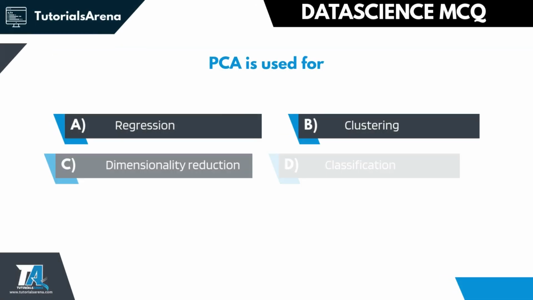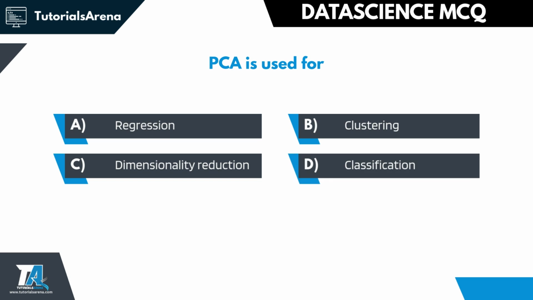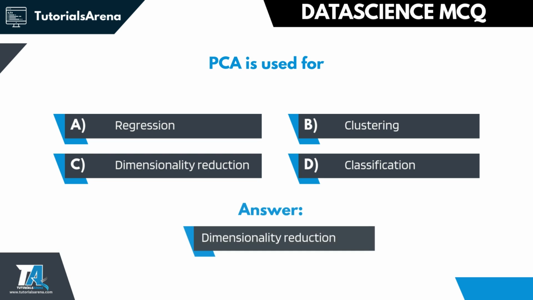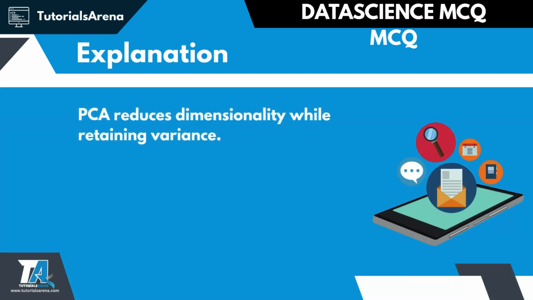What is PCA used for? The answer is option C, dimensionality reduction. PCA reduces dimensionality while retaining variance.